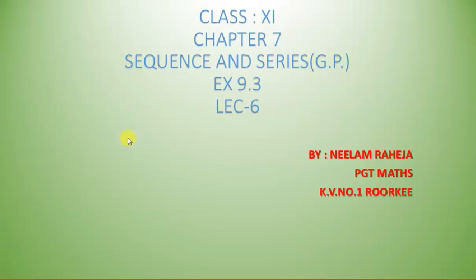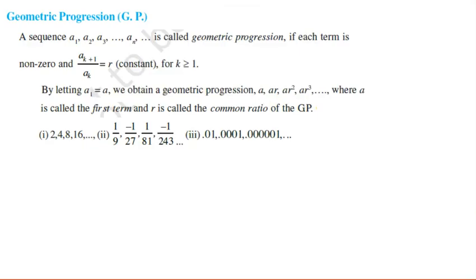Good morning, students. Today we are going to start GP, that is geometric progression. It is a sequence A1, A2, An. It is called a GP if each term is non-zero and A(K+1) upon AK equal to R for K greater than or equal to 1. Means if the ratio of consecutive terms of a sequence is constant, then we call that sequence a GP. And this constant ratio is called the common ratio.